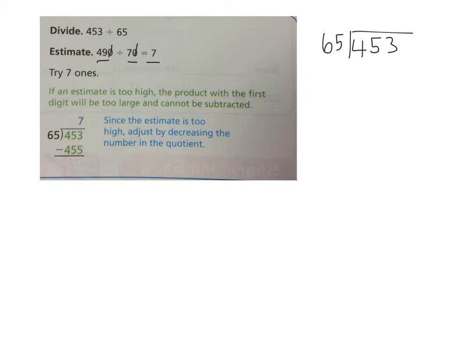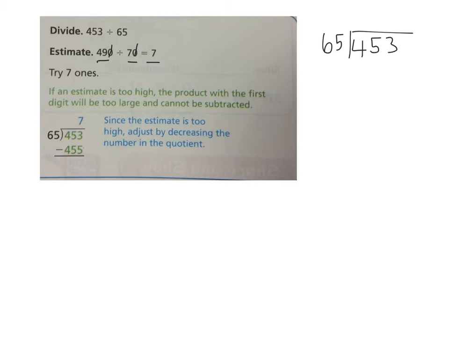Because 7 times 65 is 455, is that number smaller or bigger than the dividend? So can we do that? No. So what do we know? Since the estimate is now too high, we need to adjust by decreasing the number in the quotient. So instead of starting with 7, what number should we start with, Daniel?